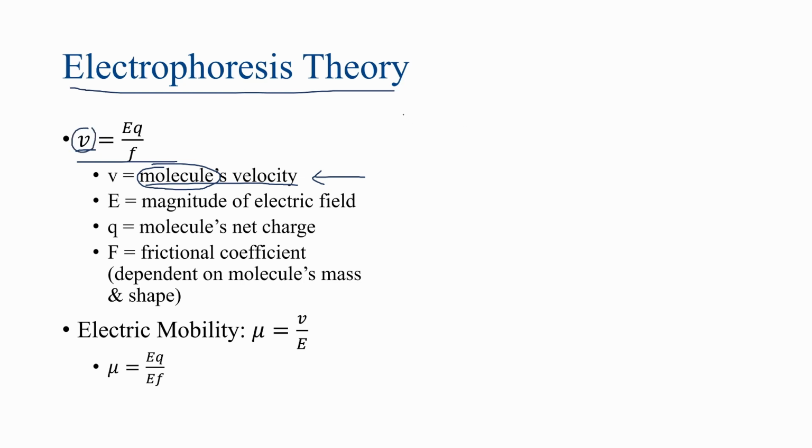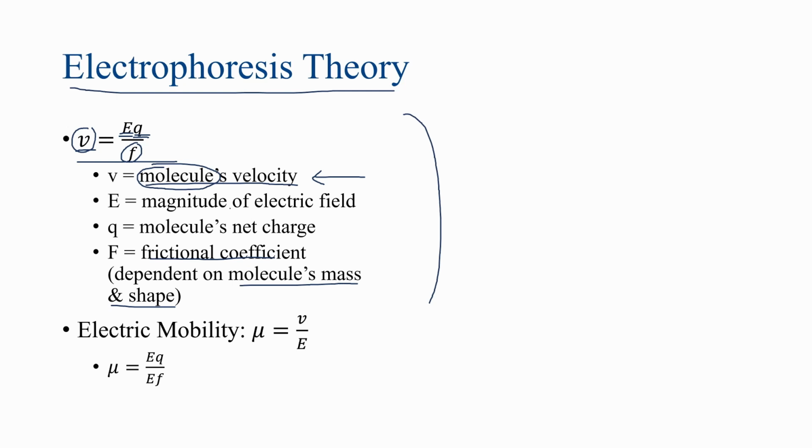So obviously, when we're looking at the electrophoresis theory, we're looking at it as if we're singling out a single molecule within our sample. And so the molecule's velocity is dependent on the electrical field, or I should say the magnitude of the electrical field, times the molecule's net charge, that is the molecule within our sample that we've added into the well, divided by the frictional coefficient. And the frictional coefficient is dependent on the molecule's mass as well as shape.